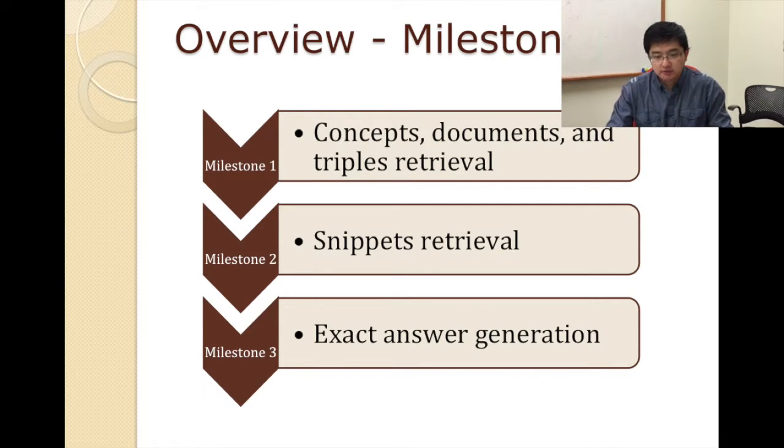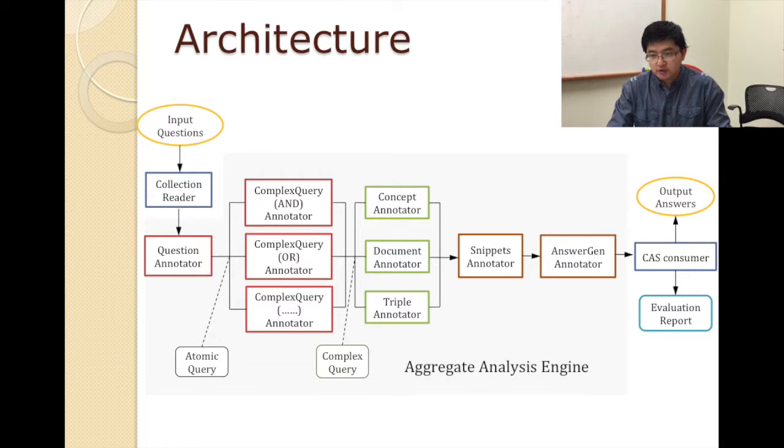So based on the 3 milestones we set, we designed our architecture like this. The architecture is based on the Apache UIMA framework and is also the collection processing engine pipeline. First, the collection reader reads the question into our system. Then the system passes the question to the aggregate analysis engine and lets the annotator save the result into the common analysis system annotation. This is the main part of our system that fulfills the 3 milestones.